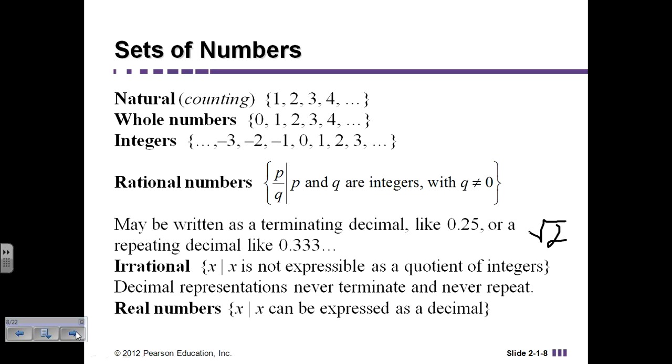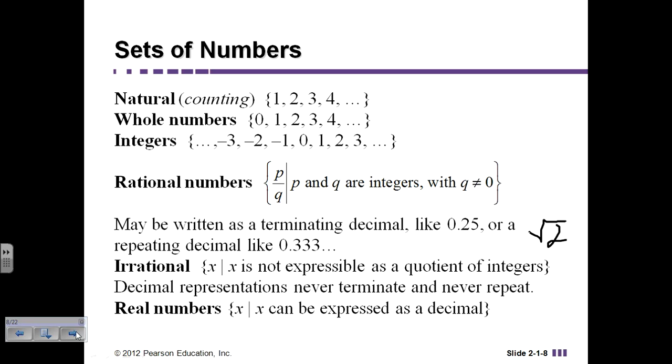Rational numbers are any number that can be represented as a fraction, p over q, where p and q are both integers, and q cannot be 0 because you cannot divide by 0. They can be written as a terminating decimal, which means it doesn't go on or repeat, such as 0.1 or 0.25. 0.25 can also be represented as the fraction 1/4. Or repeating decimals like 0.333, 0.6666, 0.8888. For example, 0.3333 is a repeating decimal that represents the fraction 1/3.